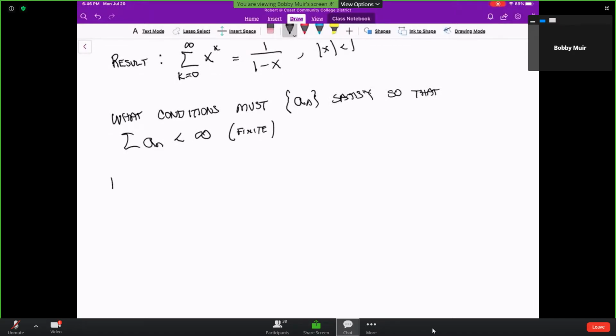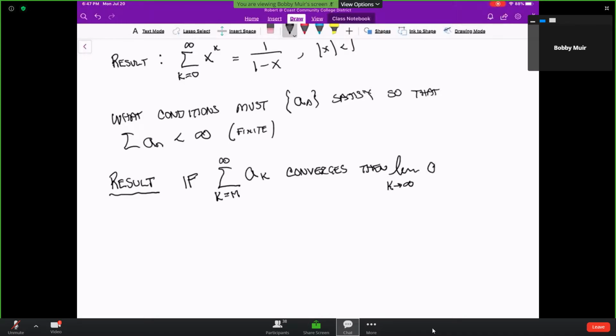And we arrived at a result that was a necessary but not sufficient condition: if the sum from k equals m to infinity of the a sub k converges, then we established that the limit as k tends to infinity of the things that we're adding up has to go to 0.